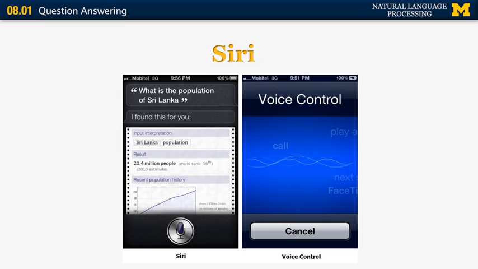The next lecture is going to be on one of the most interesting areas of natural language processing, specifically question answering. So you're all familiar with question answering from different apps and websites and probably from television. One of the most popular applications of question answering is in speech systems like Siri that was created by Apple. So here's an interface snapshot for Siri. You can ask it a question, whether in text or in speech, as for example, what is the population of Sri Lanka? And then it gives you an answer, 20.4 million people.